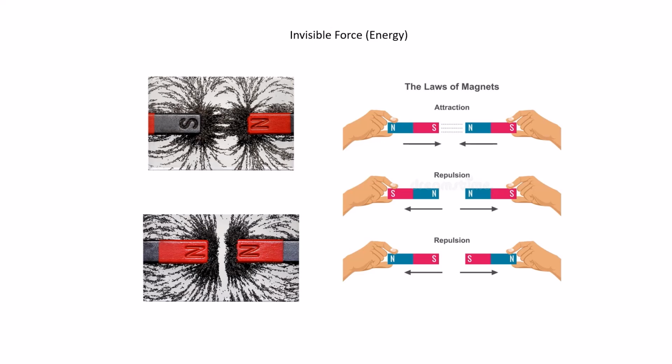So let's look at the laws of magnets for attraction and repulsion. An invisible force or energy occurs when there is attraction between a north and a south pole. Conversely, when we have a similar pole, there is repulsion. And you can see how the iron filings in these images have moved away during repulsion and have joined during attraction.